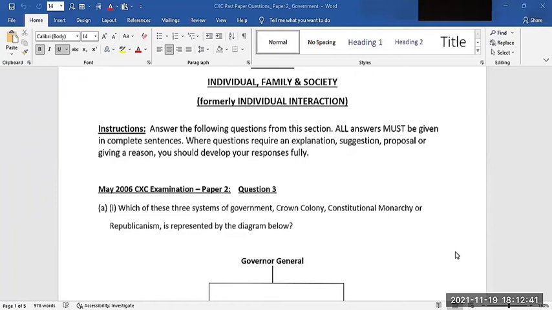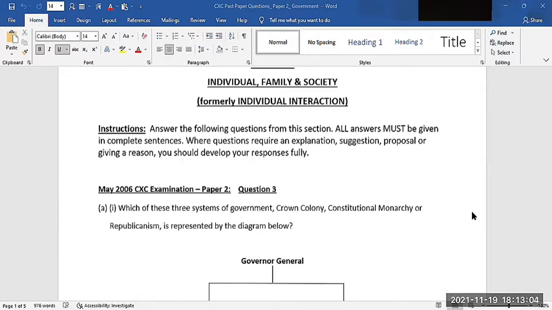Yes, so good evening. Okay, so we are going to be discussing the topic of government and exploring CXC Paper 2 past paper questions, to see how we can address them in terms of answering these questions to get the most marks.